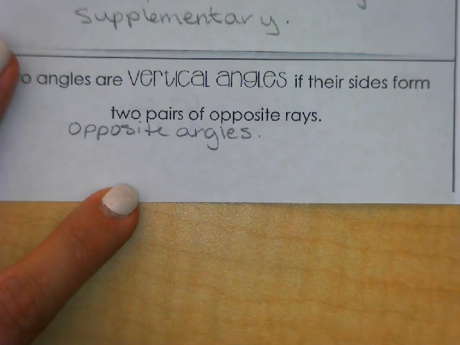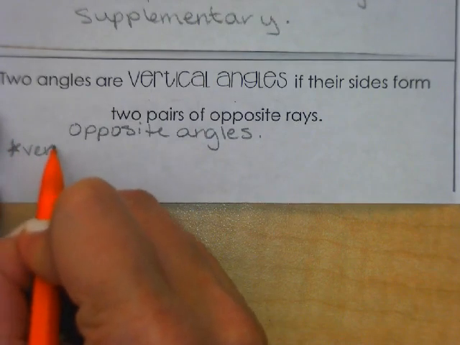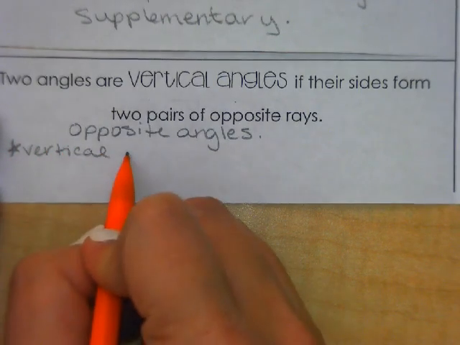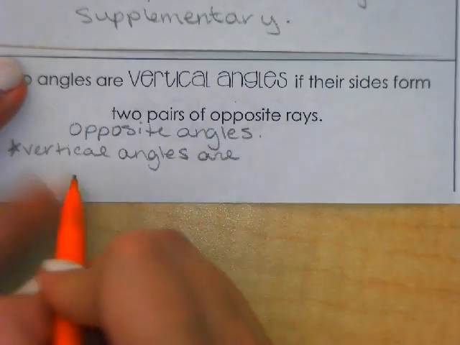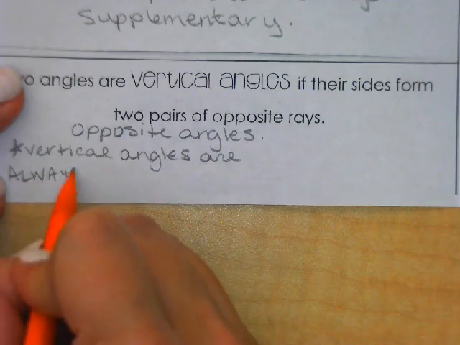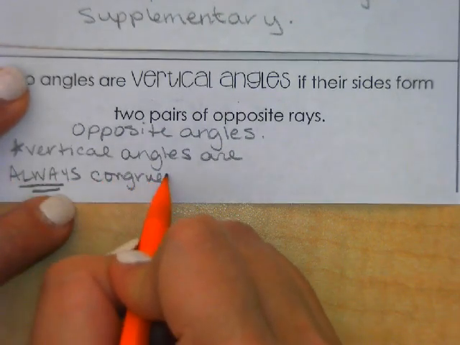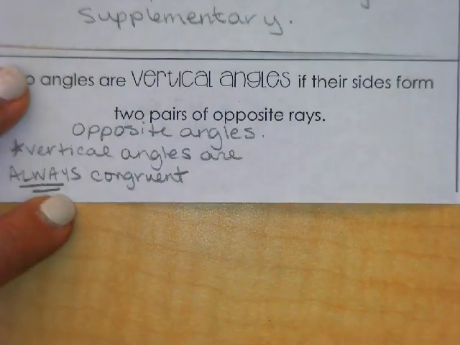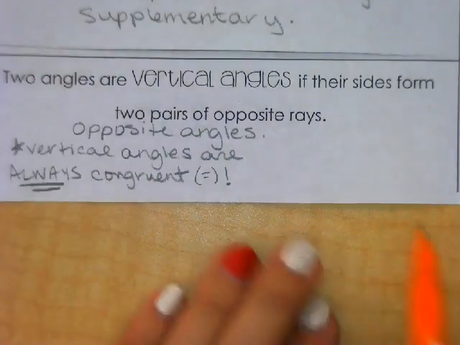These are opposite angles. Here's a star for you, vertical angles are always, always, always, forever, until the end of time, congruent. Do you remember what congruent means? They're equal. Okay, so here is a picture.